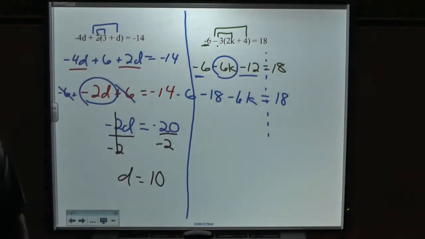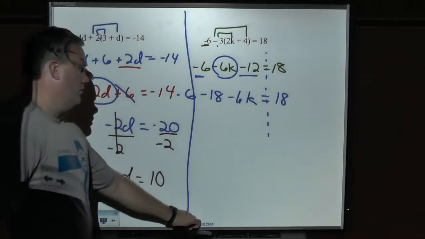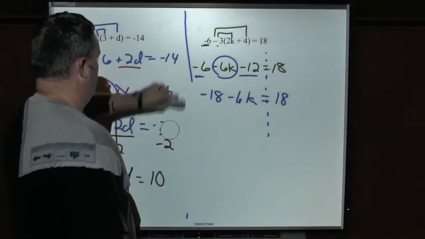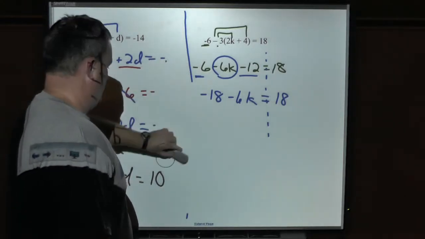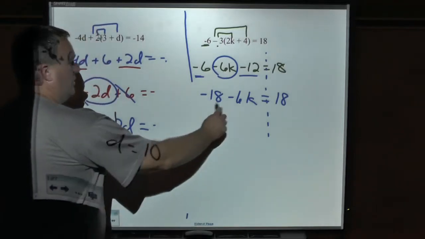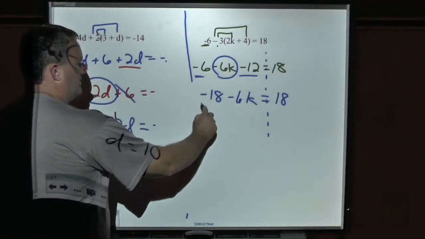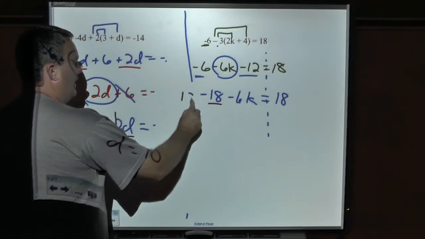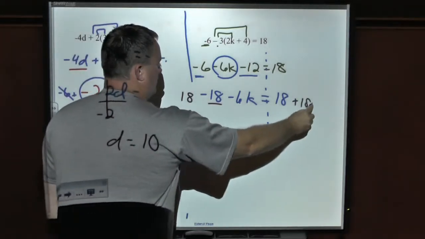From here, you're down to a 2-step equation. So with this 2-step equation, what I want us to do, anything being added or subtracted to the variable, that's the negative 18. So we have to add 18 to both sides.